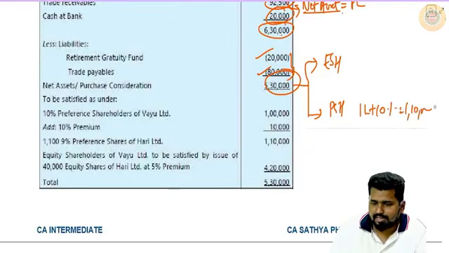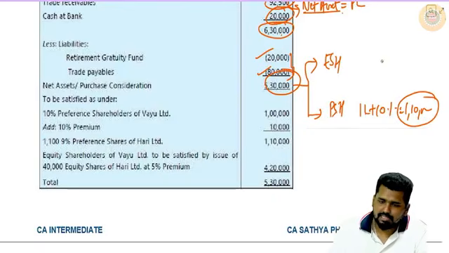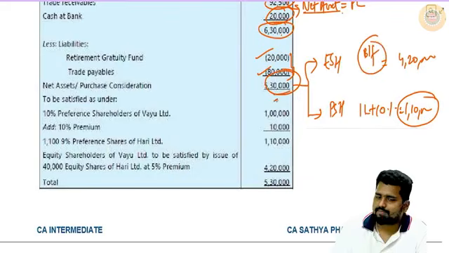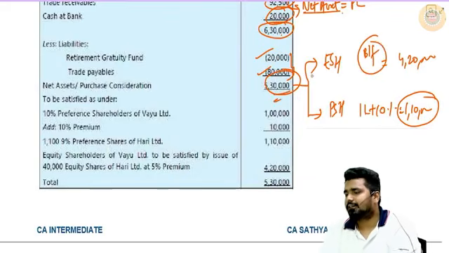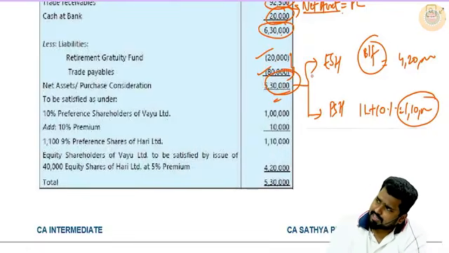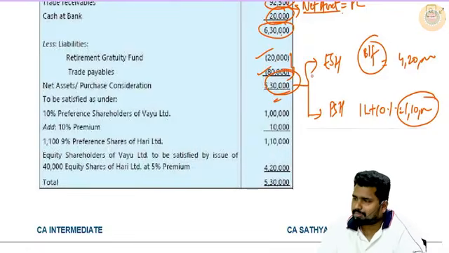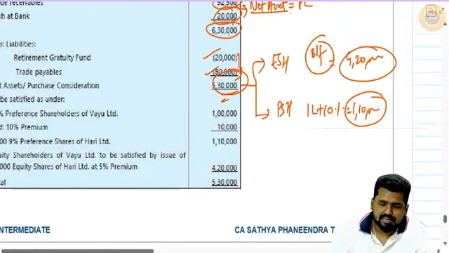So out of 530, 110 is for preference shares, means how much is for equity now? 4 lakh 20 will be for equity. This is the balance sheet figure for them. So total PC for the shareholders is 530. Out of that, for preference shareholders, how much are we giving? 1 lakh 10 we are giving. If 110 is for preference, the balance will be for equity. Correct? Yes or no? So 420 is for equity shareholders.